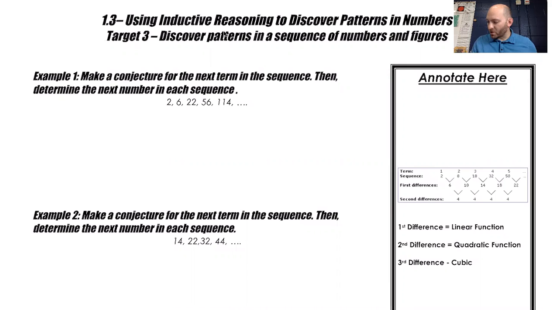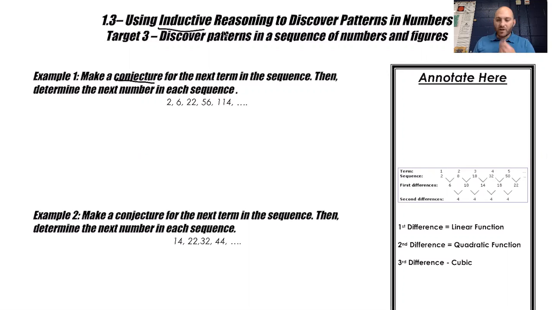And we're going to use what's called inductive reasoning to discover patterns and numbers. Understanding patterns and figuring them out is so essential in geometry. It's going to help you work through these kinds of ideas, and it's going to help you through a lot of other logic and reasoning type things throughout the rest of the semester. All right. So in example 1, we're going to make a conjecture, which is basically just an educated guess, for the next term in the sequence. Then determine the next number in each sequence.